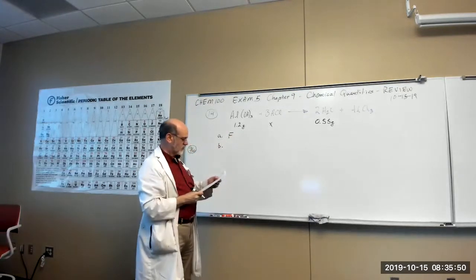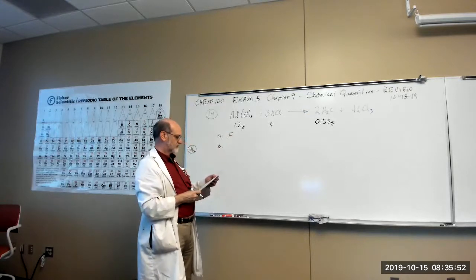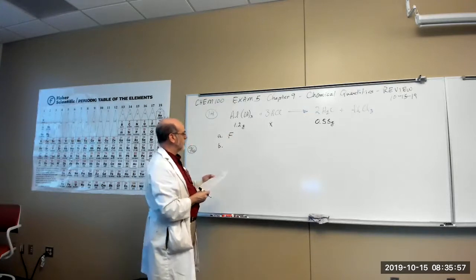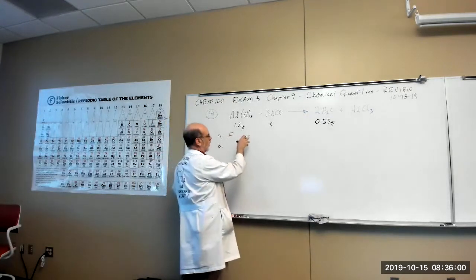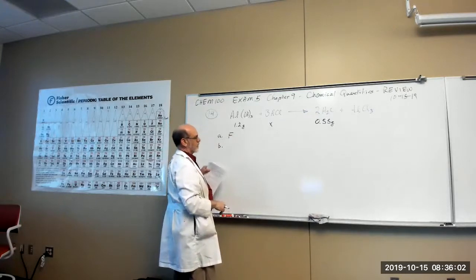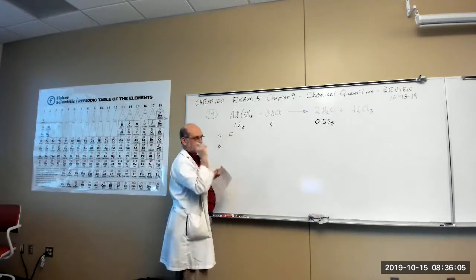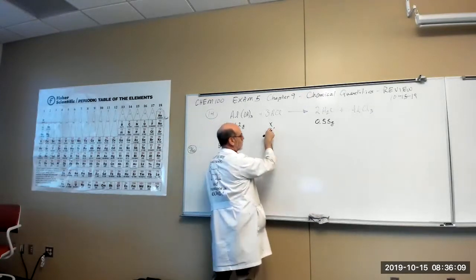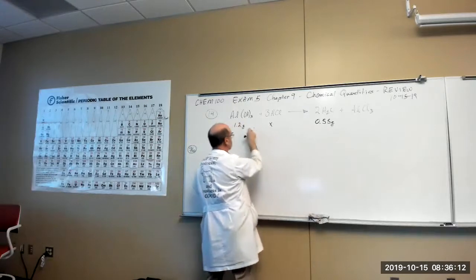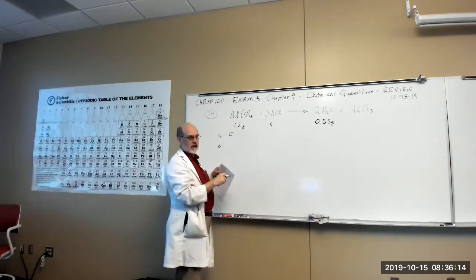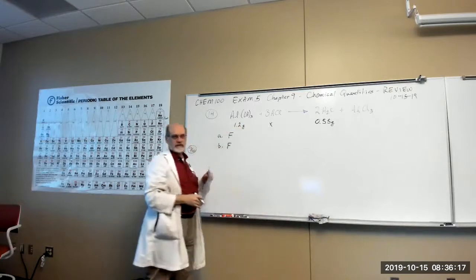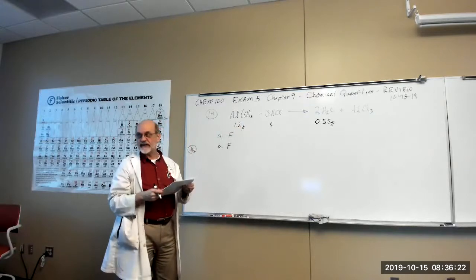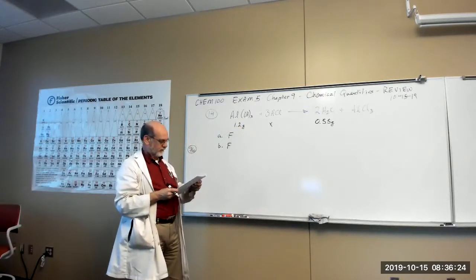How about aluminum hydroxide is the limiting reactant because 1.2 grams of aluminum hydroxide produces 0.55 grams of water. Can we say that this is limiting? Not necessarily. What if there is a small amount of this one and that gives you this and there's excess here, right? So the second one's false too, because the information is not there to justify the statement. That's the whole point there.